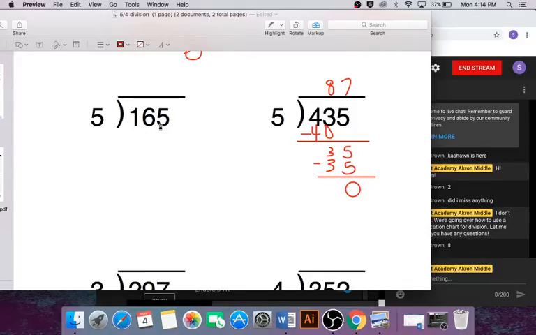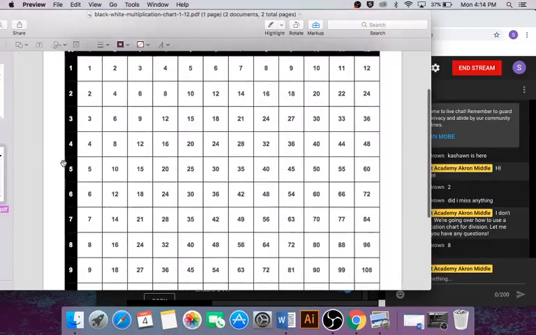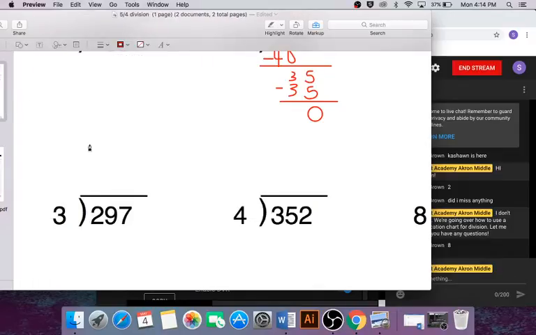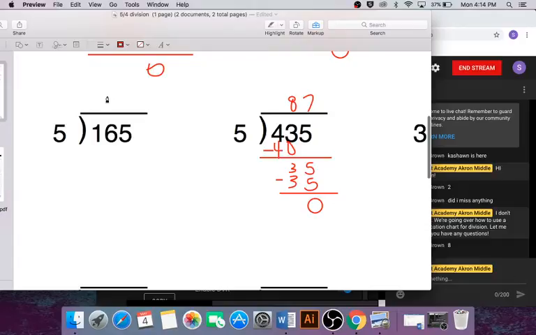Now we have 165 divided by 5. 5 doesn't go into 1, so we're going to move over to the 6. And see how many times 5 goes into 16 without going over. So we go back up to our 5 times table. And we see that 15 is as close to 16 as we can get without going over. And 5 times 3 gives us 15. So we're going to put our 3 up here. 3 times 5 we said is 15. So now we have to subtract.